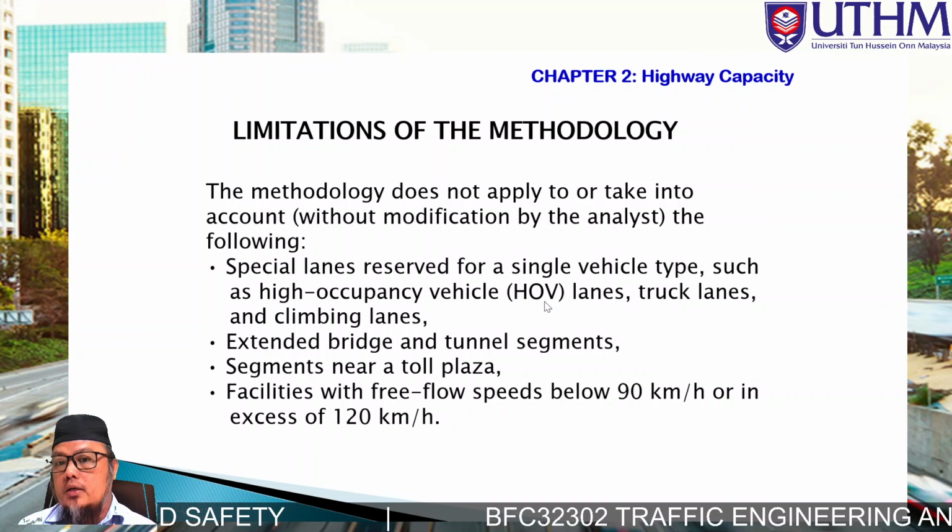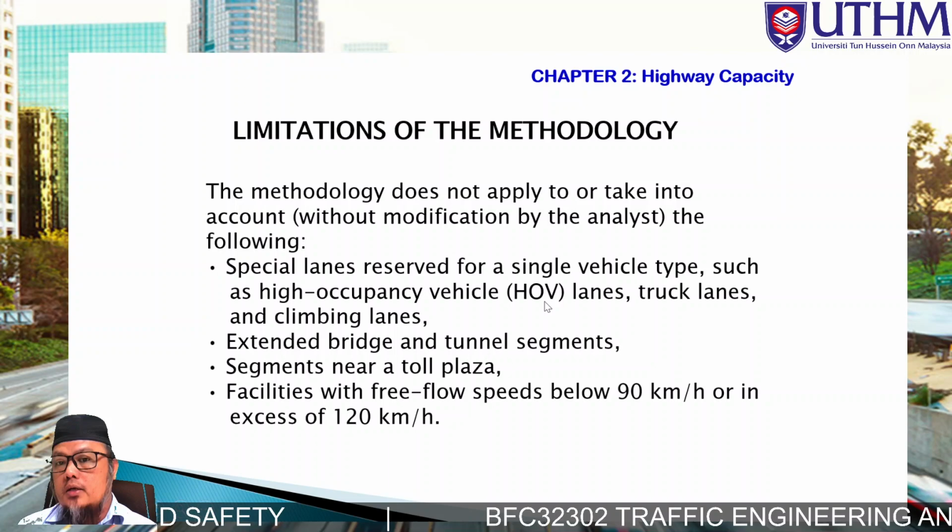Extended bridge or tunnel segments. Segments near a toll plaza. Freeway facilities below 90 km per hour or access or exit exceeding 120 km per hour. Typically we are not going to cover these areas because we assume the ideal situation. Okay, this is the procedure or methodology to calculate or determine, step by step, until we obtain the level of service. Quite typical of the multi-lane methodology.